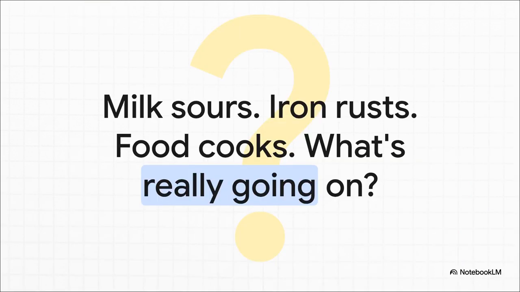Milk sours if you leave it out. An iron pan gets all rusty if it gets wet. You throw a bunch of ingredients into an oven and somehow it becomes a meal. Now these things seem totally different, right? But they're actually all just pieces of the same giant puzzle. They're clues. So, what's the big secret?